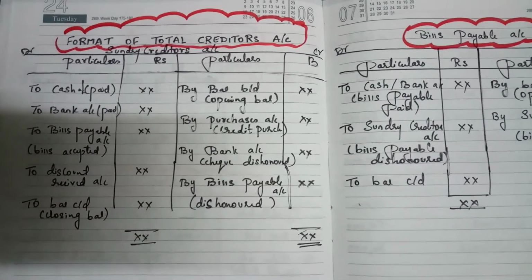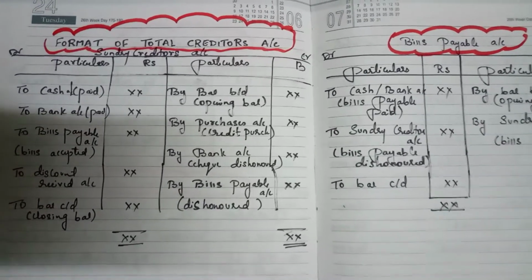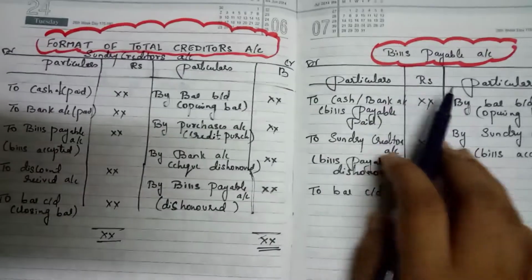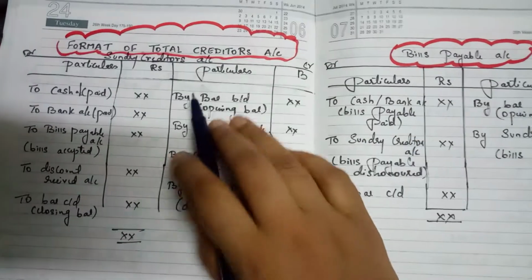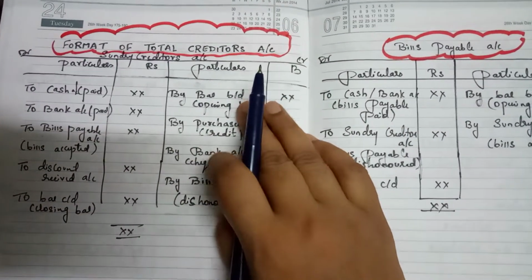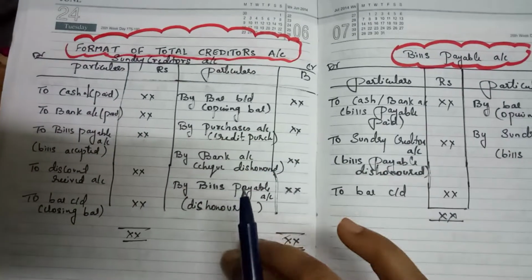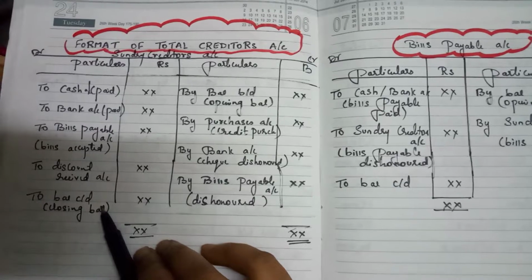Last video I taught you about the total debtors account. Today we will be studying the format of the total creditors account along with bills payable. In the same way, total creditors is nothing but a liability. It's a credit balance. For debtors we start with to balance brought down, by balance carried down. Here we are going to start with by balance brought down, to balance carried down.